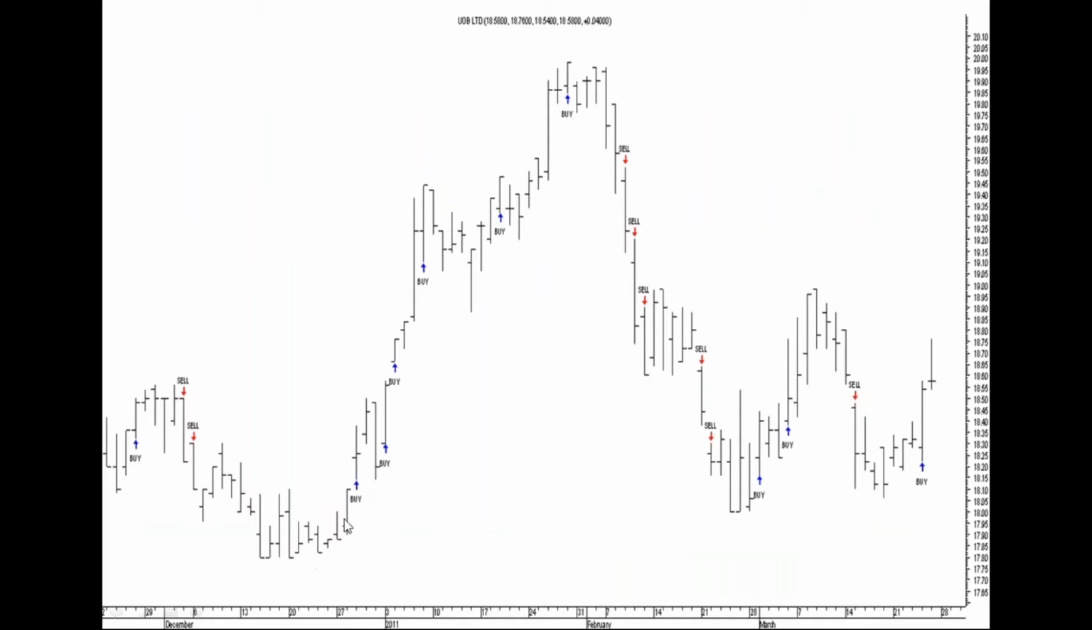So after a downtrend, look for the first buy. After an uptrend, look for the first sell. Don't look at the second, third, and fourth. So pretty much the same concept. Try and work with the first breakout. And also try and see that they're counter trend.